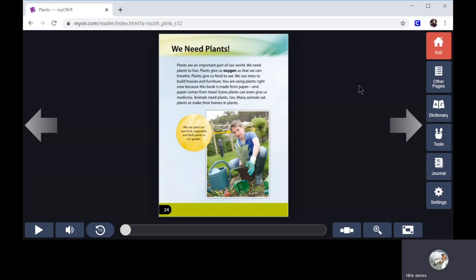And paper comes from trees. Some plants can even give us medicine. Animals need plants too. Many animals eat plants or make their homes in plants. We can plant our own fruit, vegetable, and herb plants in our garden.